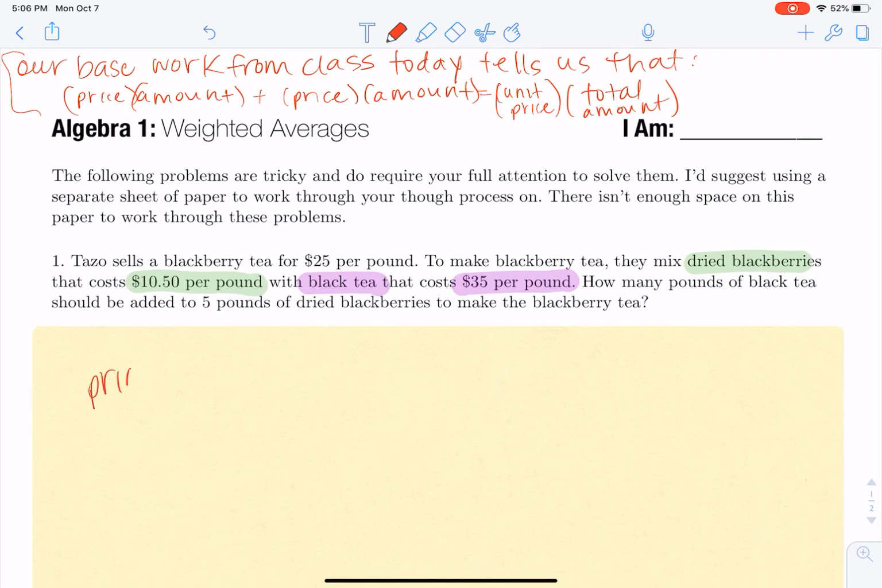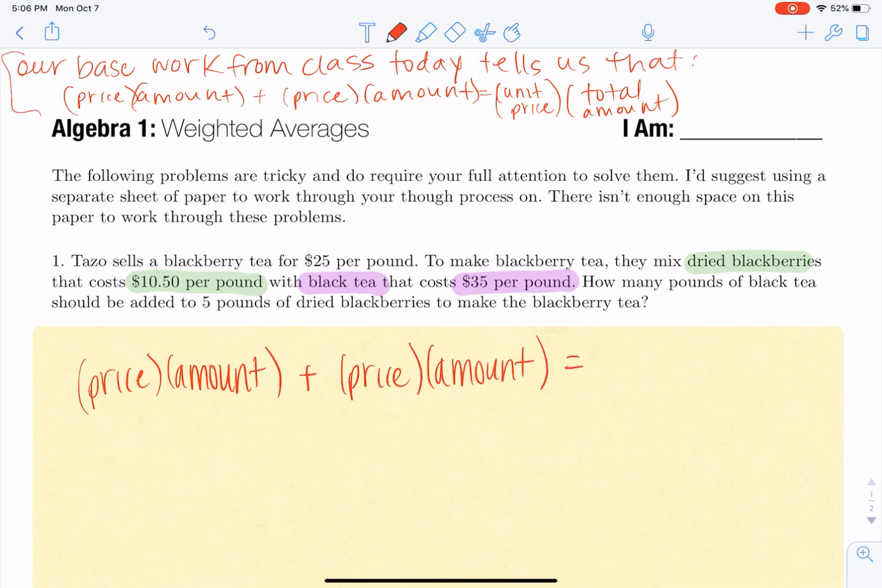have a price times the amount plus the price times the amount is equal to our unit price times our total amount.